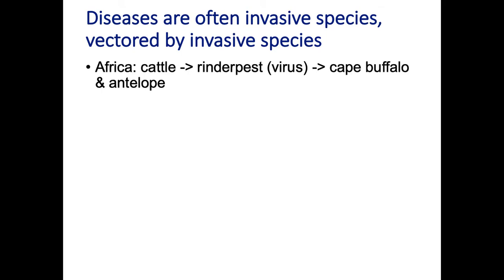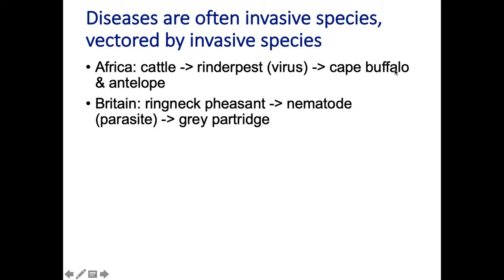So pathogens, diseases that are problems, are often invasive species, and they're often moved by invasive species or domestic species. In Africa, we have an example where cattle have rinderpest, and that rinderpest can be transmitted to native wildlife like Cape buffalo and antelope. In Britain, ringneck pheasants will sometimes get nematodes from gray partridges.